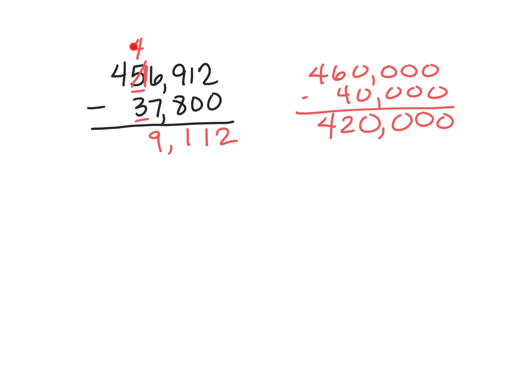4, subtract 3. If I have 4, you're able to take 3, and I will still have 1 left. And then, of course, 4 minus nothing. You're not taking any away from me. I'm still going to have 4 left.